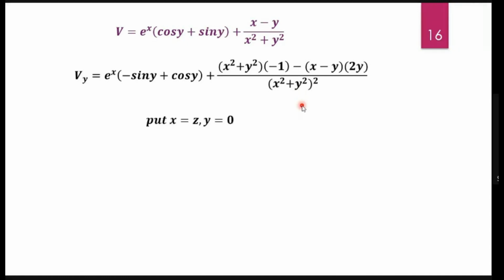Put x is equal to z, y equal to 0. So here e raised to z will come, this will become 0, this will become 1. So the first term will reduce to again e raised to z. What will remain here? This whole term will become 0 because we have y in the second term. So in the first term only, minus z square upon z raised to 4, the same term you will get. Isn't it? e raised to z minus 1 upon z square.